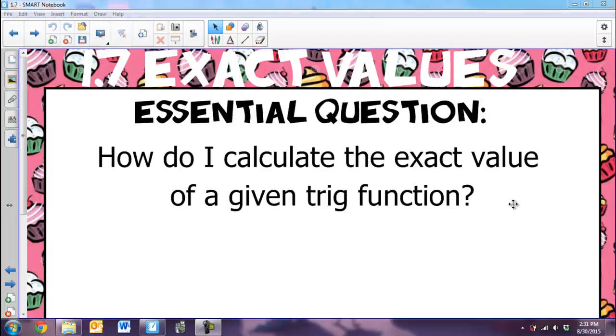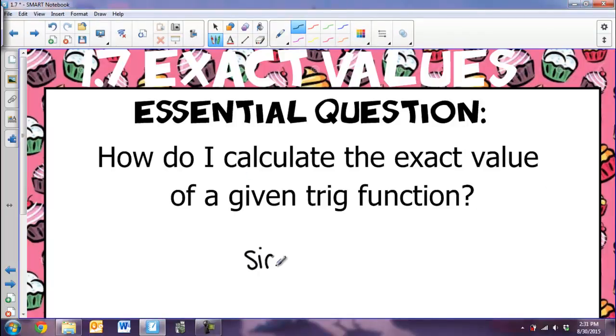Before, when we had trig functions, for instance sine of 30, you would type that into your calculator and you would get some sort of decimal answer. Well, now we want the exact value, because we don't want that irrational number that keeps going forever. We want to know what it is. Is it root 3 over 2, whatever. We need to know exactly what those values are.